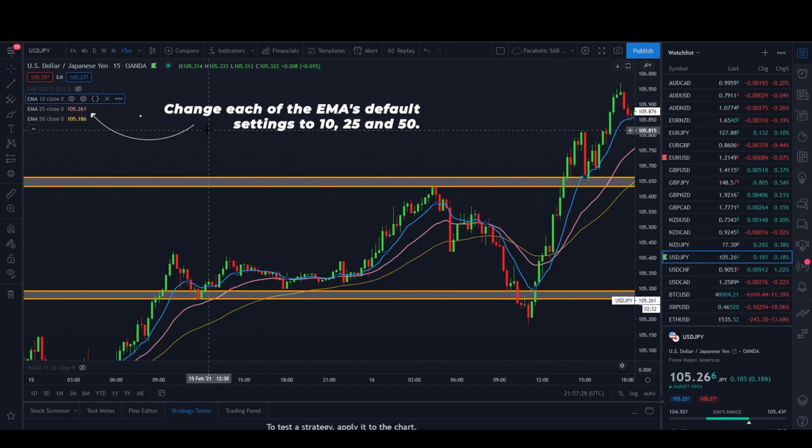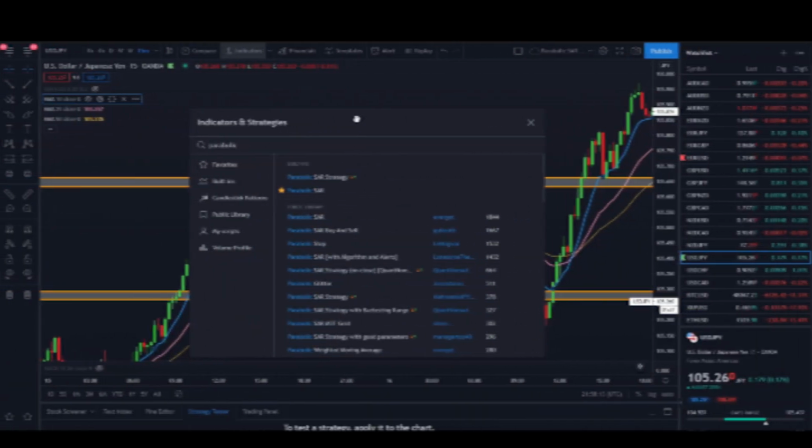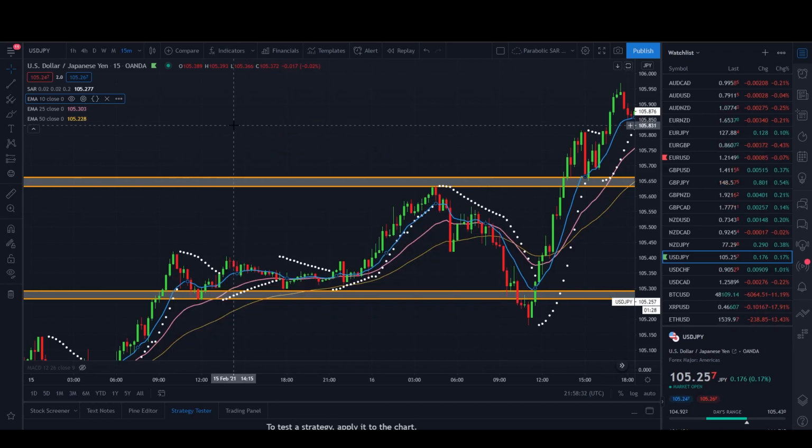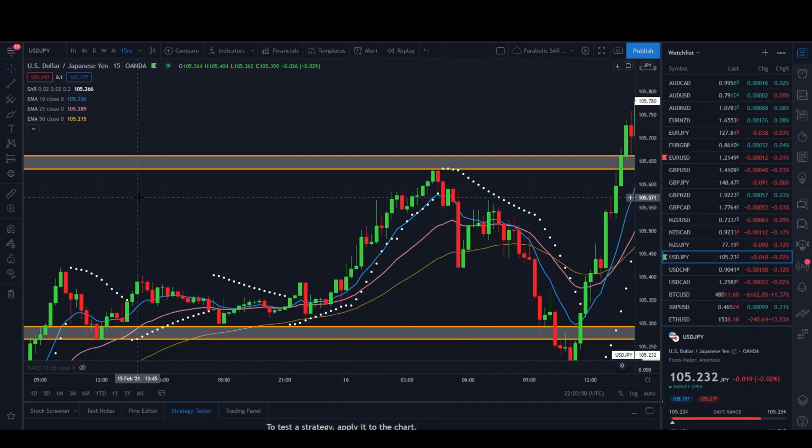Once you are done setting up your exponential moving averages, you have to do the same step for the parabolic SAR indicator. To add the parabolic indicator, all you have to do is go on indicators, type in parabolic, and that will be parabolic SAR. And for this indicator we will not change any settings at all. It's always good to know how indicators work.